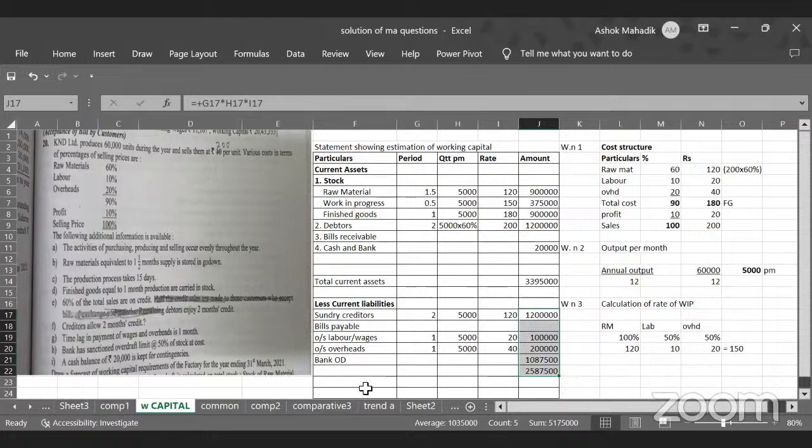So your working capital will be current assets minus current liabilities. We'll do it. Current assets are 3,395,000 minus current liabilities. So we're getting working capital of 8,05,500. I hope you understood this sum, how to solve it. A similar sum will come for 20 marks. Very important sum.